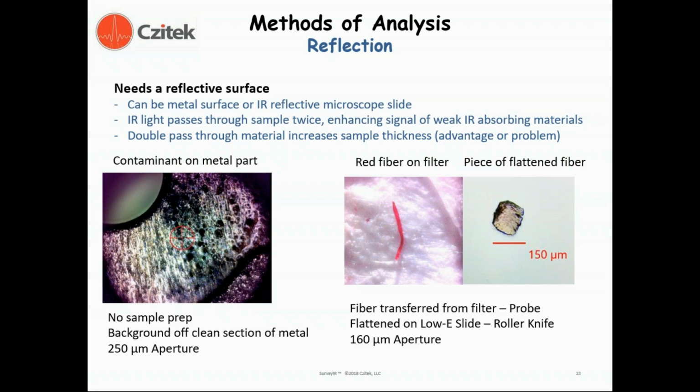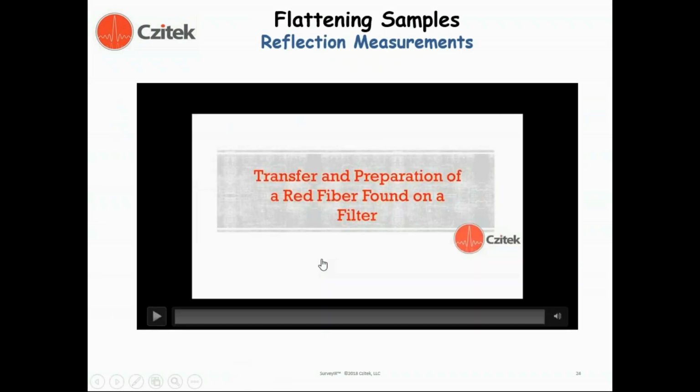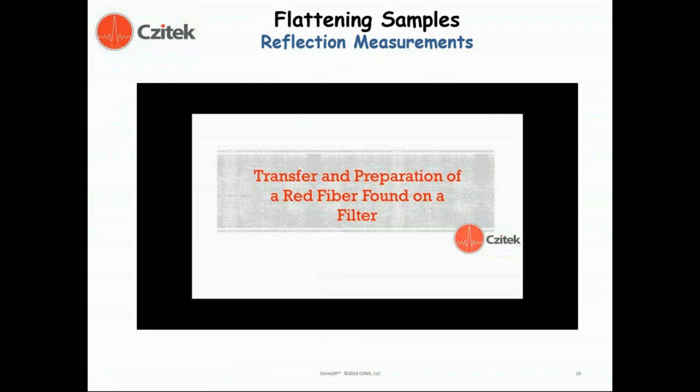KBr and zinc selenide are not durable enough to flatten samples directly on the substrate. So they need to be flattened before placing on the substrate and then measured there. So we're going to show a movie of the procedure, basically, of how you transfer and flatten a material to make it an appropriate path length for infrared spectroscopy analysis.